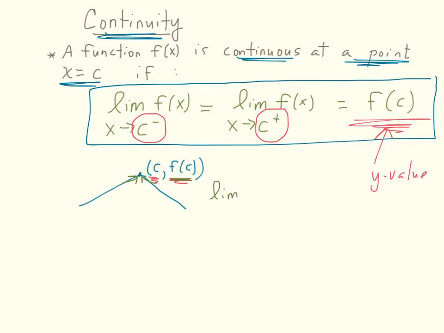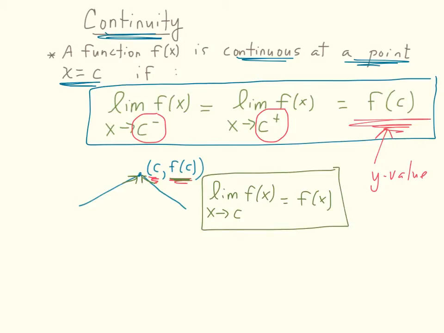So again, what we have up above here can be shortened to just this right here. The overall limit as x approaches c has to equal the function value. Sorry, this should be a c. Okay, so the overall limit must equal the function value f of c. If that's the case, we say the function is continuous at that point.